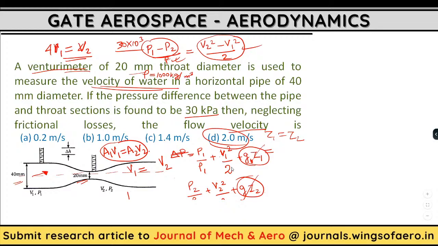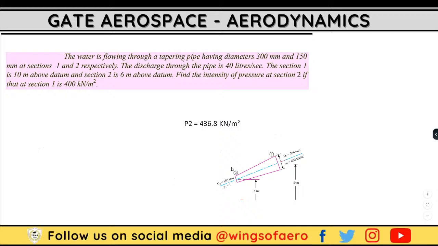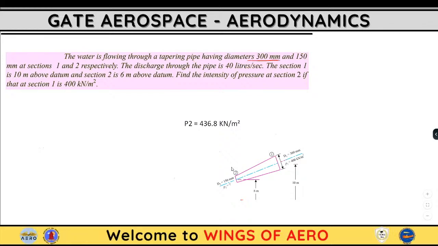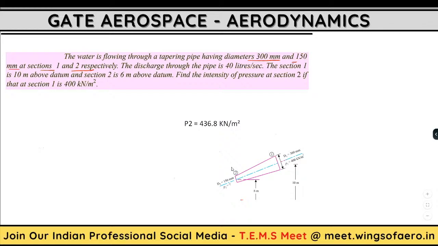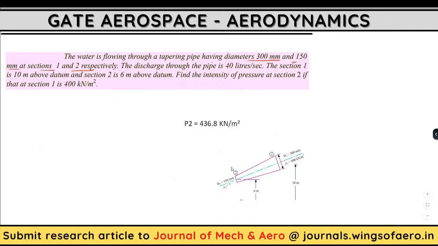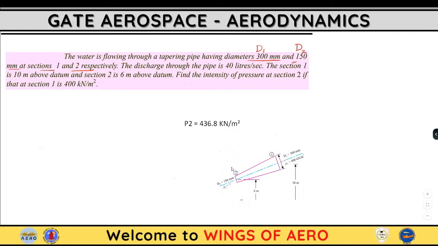So what type of question? The flow velocity is flowing through a tapering pipe having a diameter. We have been given the diameter and another diameter for section 1 and 2 respectively. In that case, the figure is not given. You have to draw the figure by analyzing the question. D1 is 300 mm and D2 is 150 mm.